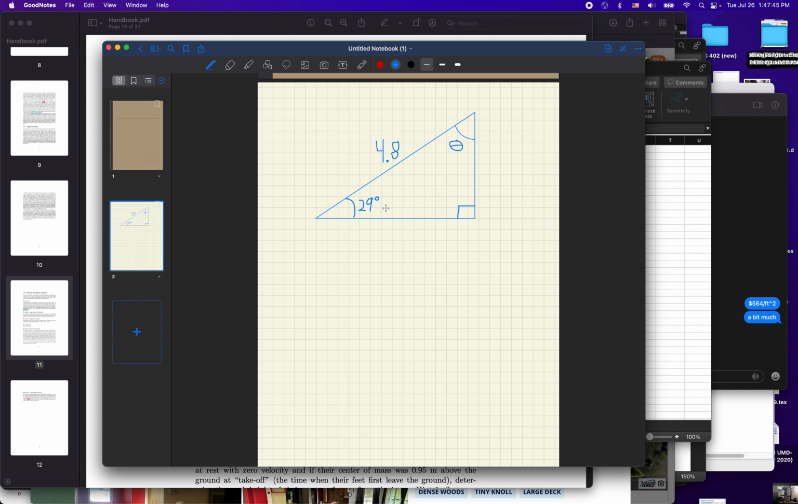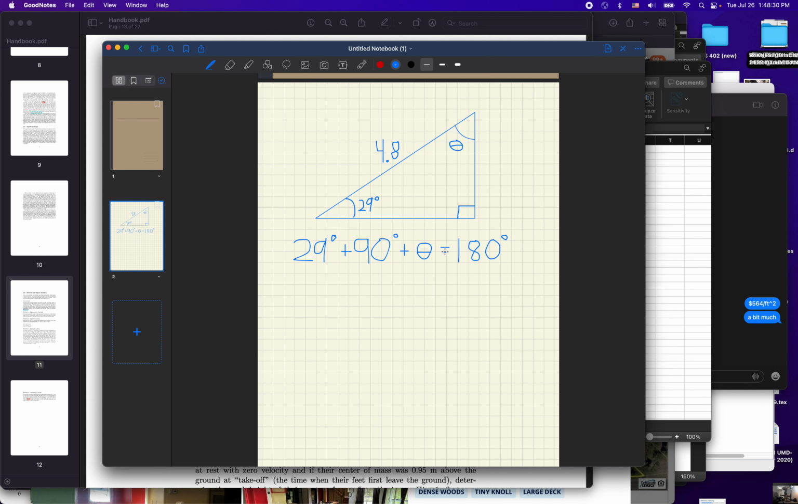Okay? So if I take this 29 degrees, and this 90 degrees, and this unknown angle theta here, if I add all three of those angles up, they've got to sum up to a total of 180 degrees. Okay.